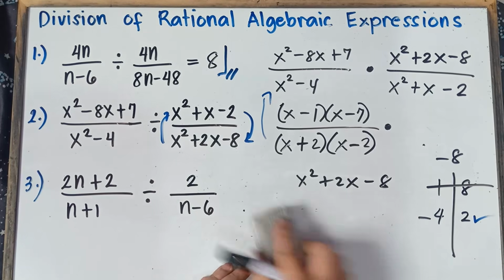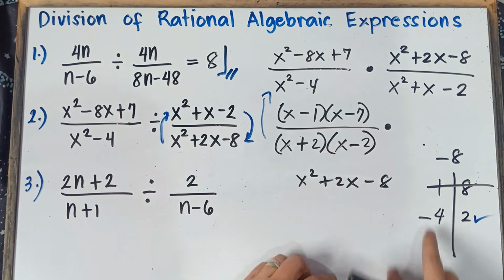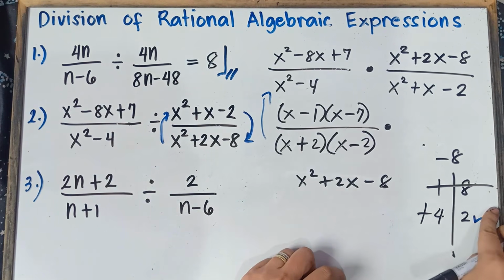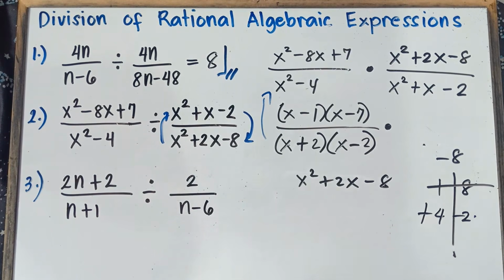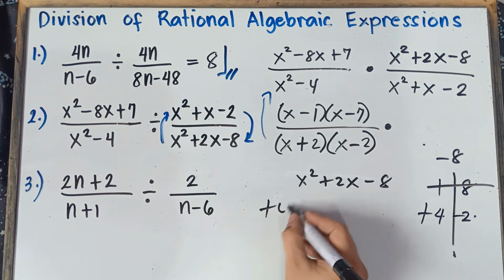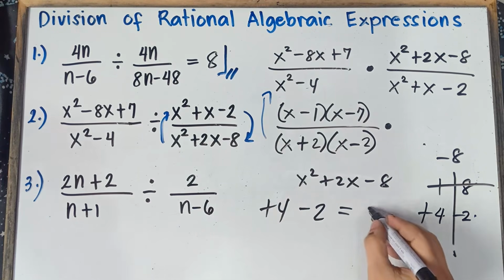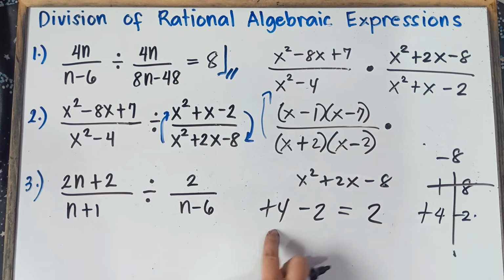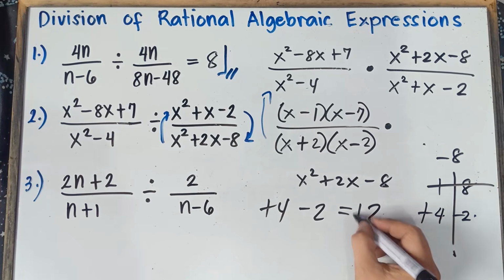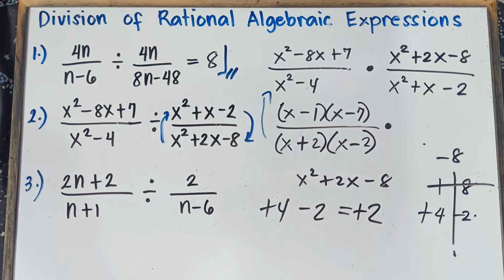So therefore, what if we interchange the sign? We have positive 4 and then negative 2. Can we get positive 2? Positive 4 combined with negative 2. Yup, we can get positive 2. Because 4 is greater than 2, we copy the sign of 4. 4 minus 2, that would be positive 2.